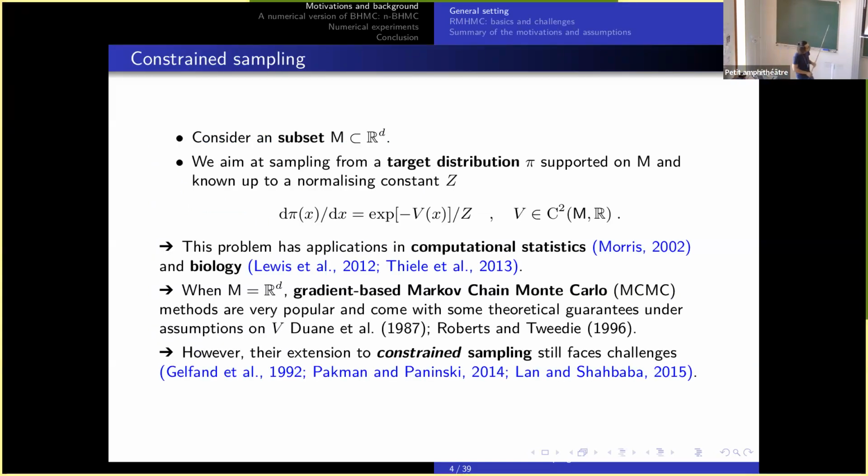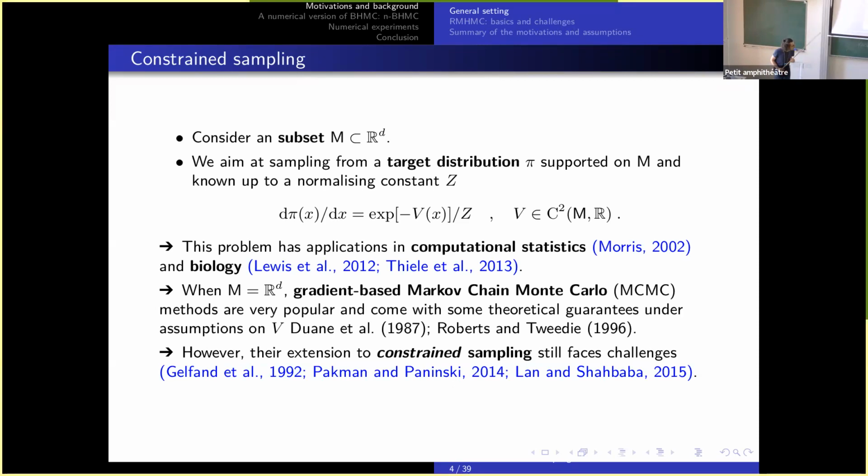The problem that I want to handle is this. I'm given a subset M of R^d, and I want to sample from a probability distribution pi, which is supposed to have a density with respect to the Lebesgue measure, proportional to exponential of minus V, where V is the usual potential function. I will not motivate the problem of sampling from pi; everyone here is motivated about this problem.